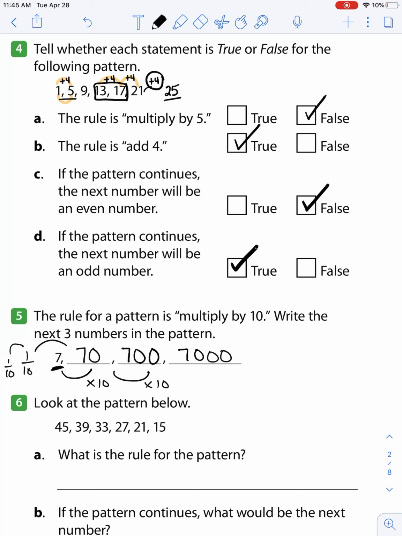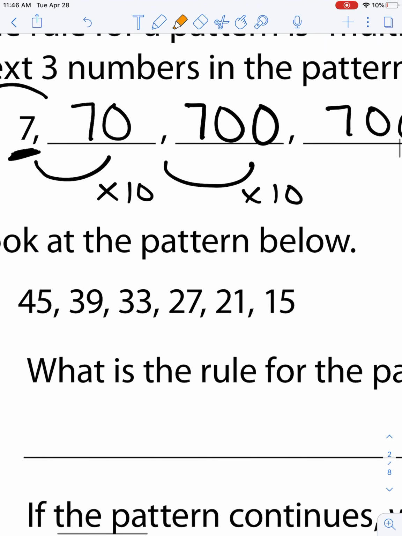All right, look at the pattern below. 45, 39, 33, 27, 21, 15. What is the rule for the pattern? Well, I don't know about you guys, but when I see this is when I start to notice, these are multiples of 3, but they're going backwards. Oh, if I go forward, I think that's the case too.